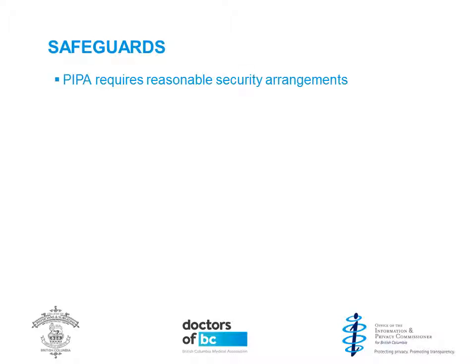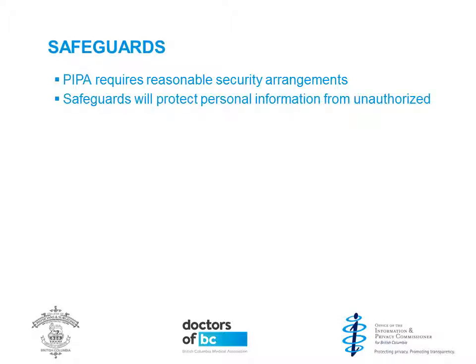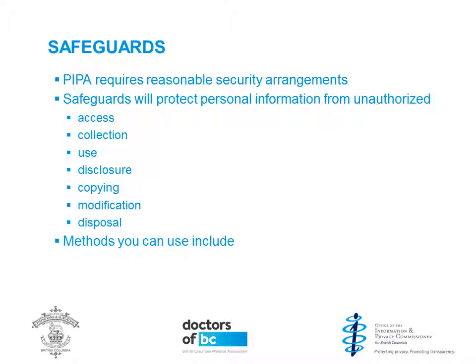PIPA requires an organization to protect personal information in its custody or under its control by making reasonable security arrangements to safeguard it. Safeguards will help protect personal information from unauthorized access, collection, use, disclosure, copying, modification, or disposal. Methods you can use include administrative, physical, and technology safeguards.